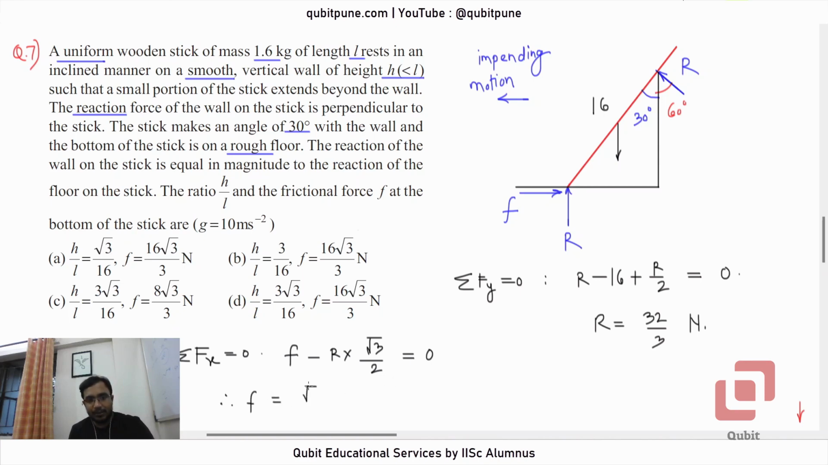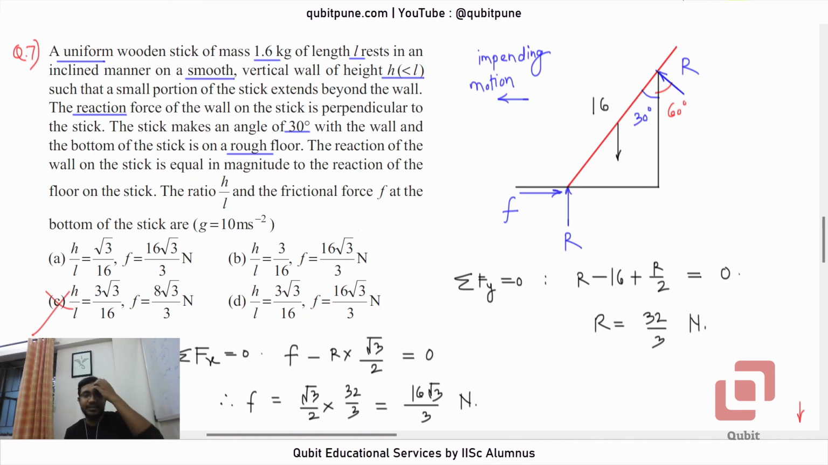It is root 3 by 2 into R, but R is 32 by 3. So it is 16 root 3 by 3, or 16 by root 3 newtons. 16 root 3 by 3. So C is not there. So A, B or D.